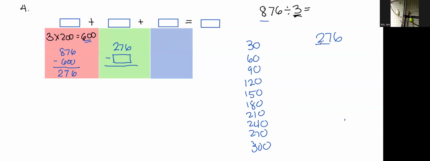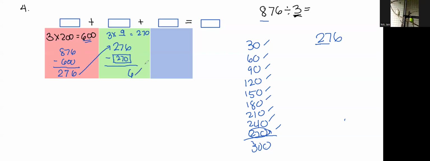So the next number that you have to look out for is this 276. Where do you find that 276? You would find that in between 270 and 300. So you will use 270 right there. But 3 times what is equal to 270? If we count this, 1, 2, 3, 4, 5, 6, 7, 8, 9. So 3 times 9 equals 270. Once you do this, you will subtract again. 6 minus 0 is 6, 7 minus 7 is 0, 2 minus 2 is 0. So that's just 6. Remember, this 276 goes up there.